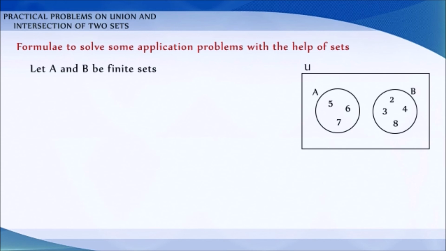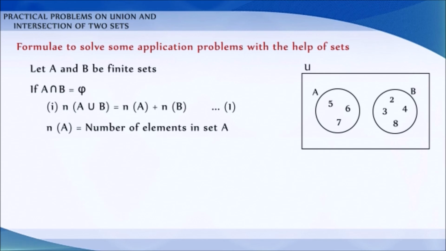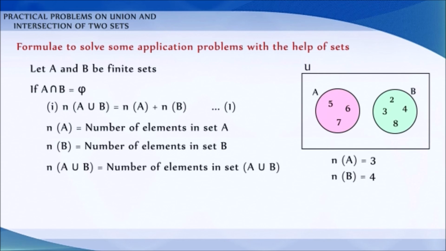Formulae to solve some application problems with the help of sets. Let A and B be finite sets. If A intersection B is equal to null set, then n of A union B is equal to n of A plus n of B, where n of A represents the number of elements in set A, n of B represents the number of elements in set B, and n of A union B represents the number of elements in set A or B.